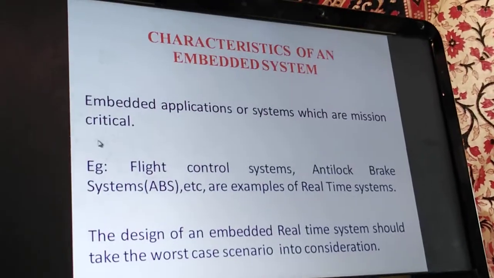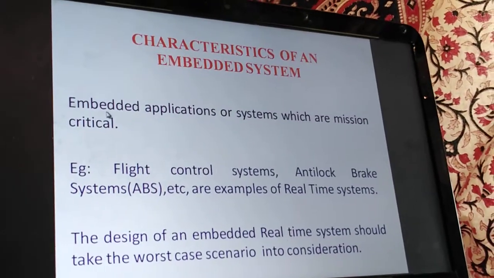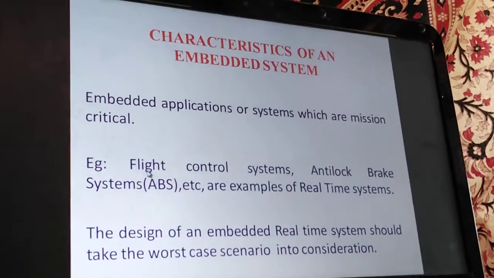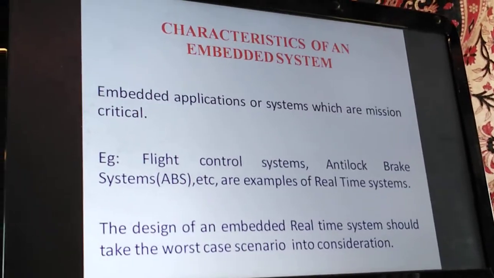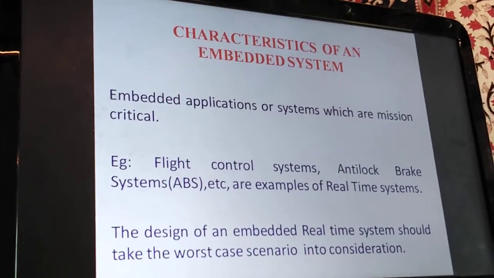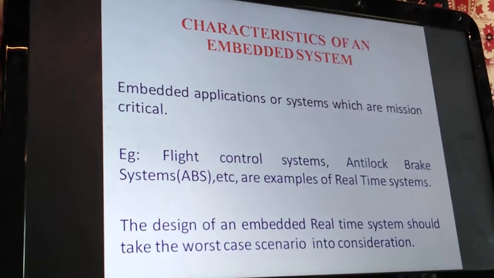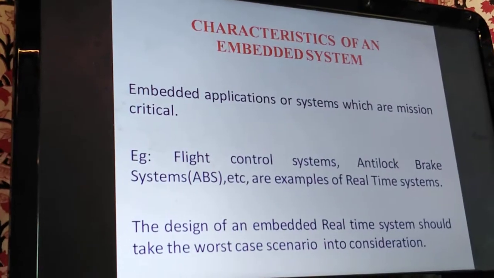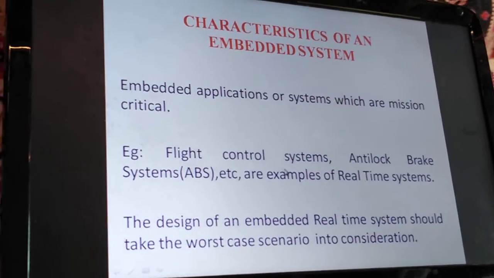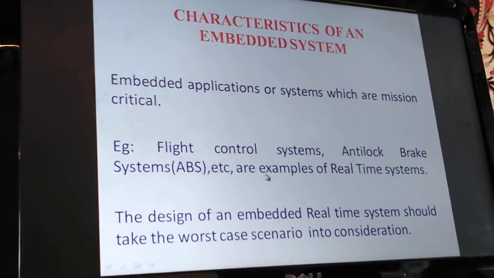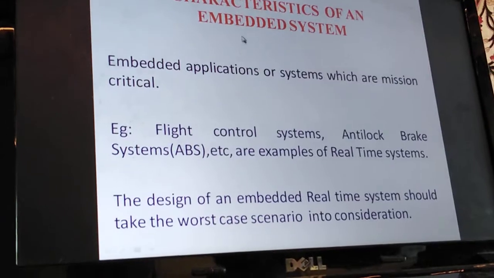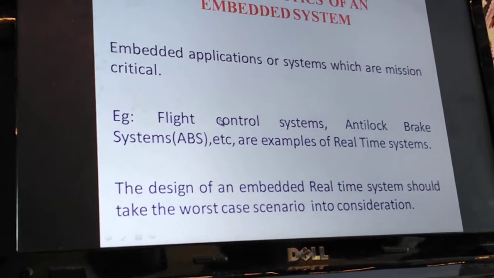Then embedded applications or systems which are mission critical means very critical applications. Some examples are flight control systems and anti-lock brake systems, which are examples of real time. ABS, in these, time is very important. The system should give the output, or it should change the controlled output, within some limited time.